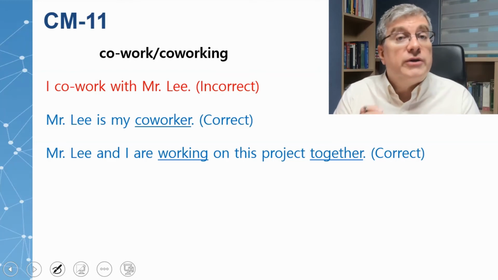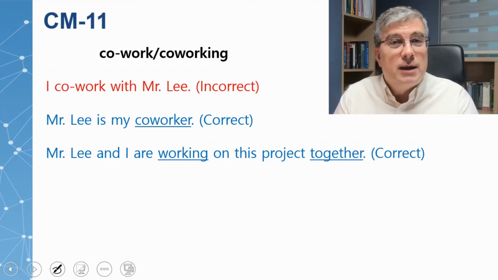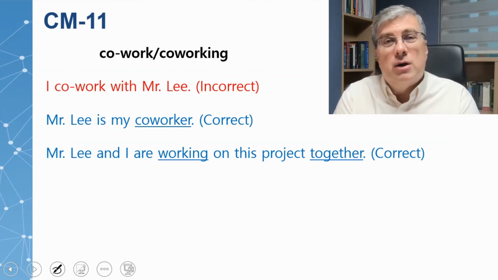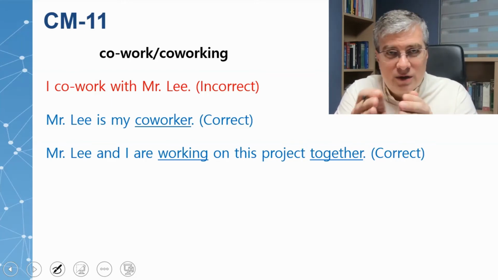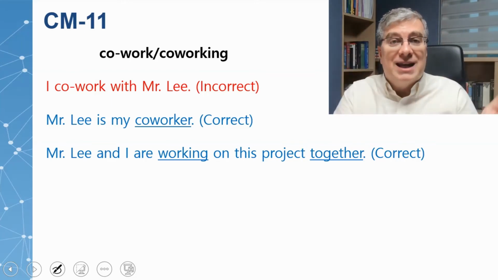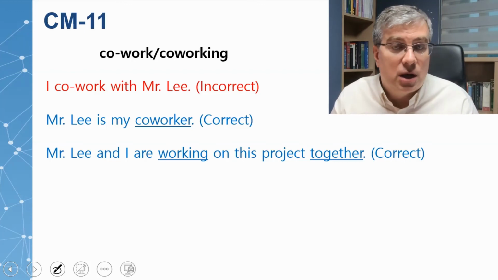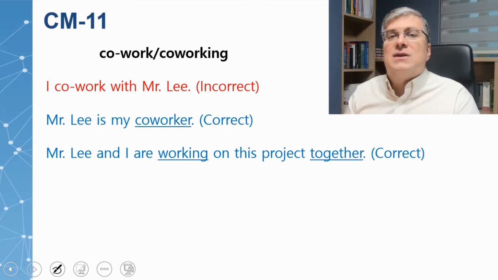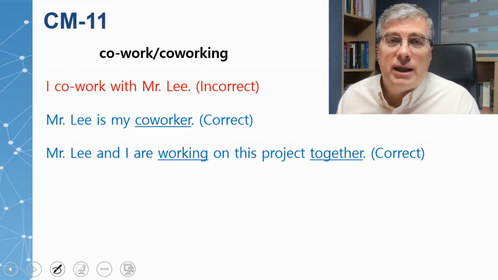So your coworkers are also your colleagues, but not all colleagues are your coworkers. I hope you understand. Coworkers are just your company. Colleagues are in your field, whether they work at your company or not. Okay, so that's the difference between coworker and colleague.